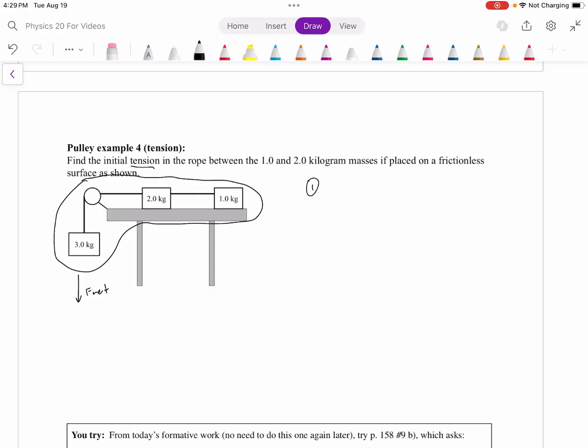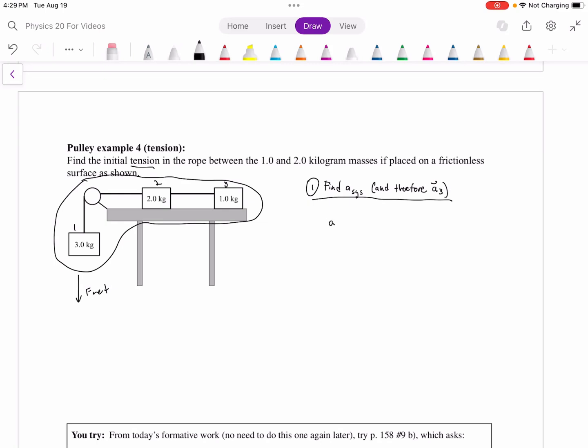So there's our plan. First, we're just going to find the acceleration of the whole system because that is the acceleration of this mass as well. I'm just going to give them numbers here. We'll call it mass 1, mass 2, mass 3. So therefore, we're finding the acceleration of mass 3 because it's part of the system. It has the same acceleration as the whole system.